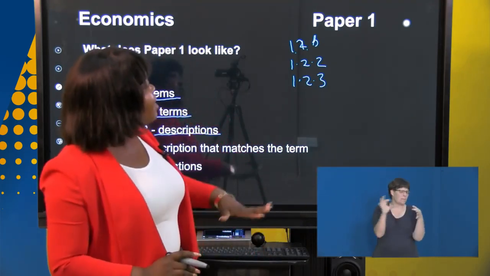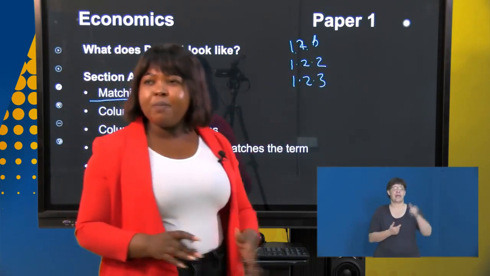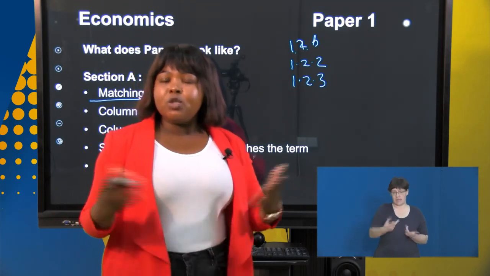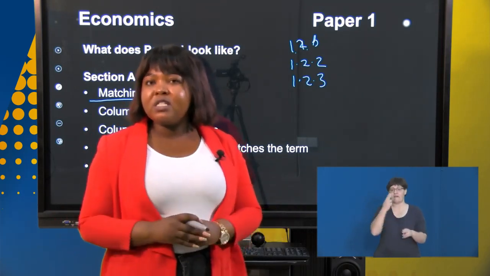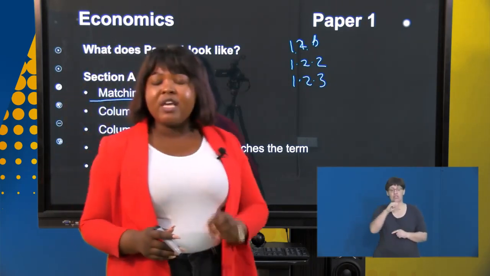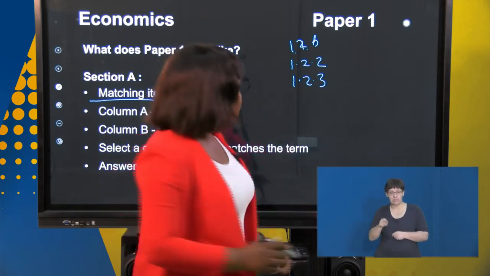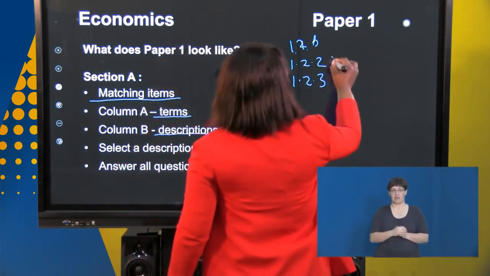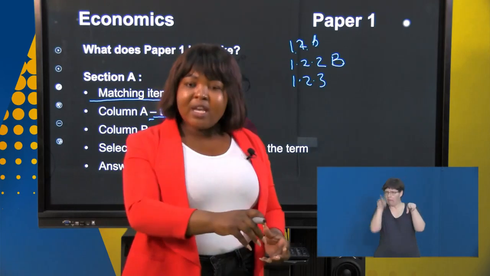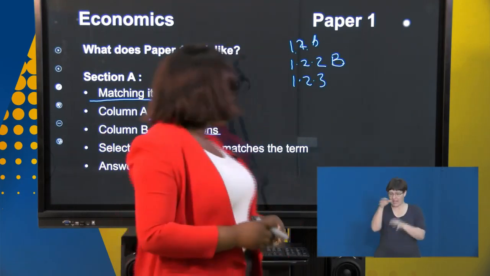For example, let's say they define gross domestic product as the total output of all final goods and services that are produced within the country. Then you would find that gross domestic product has been included under B, so you are going to write here 1.2.2 B. Many learners find it difficult to read the term and then look for the description in the other column.